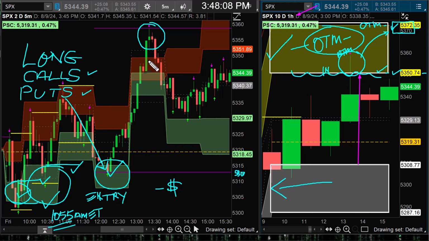Hope that helps, giving you something to use, tools you probably already know and love if you're familiar with my toolkit, and how you can apply it to the SPX.